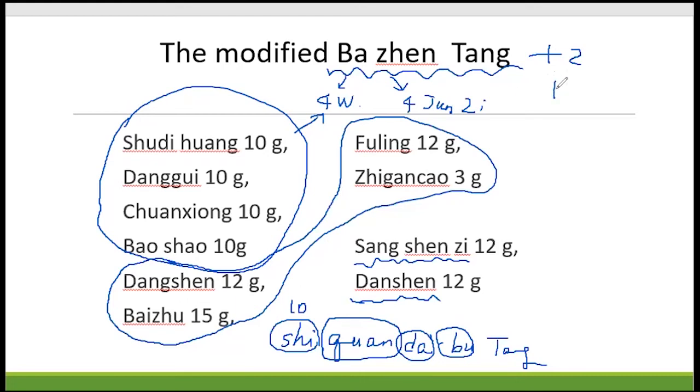I remember one is Huang Qi. I'm not sure about the other one, maybe Rou Gui. Yeah, double check. So that's Shi Quan Da Bu Tang, still qi blood tonifying. And we know Huang Qi is the strongest qi tonifier, helping the other herbs tonify qi more. So that's for this illness.